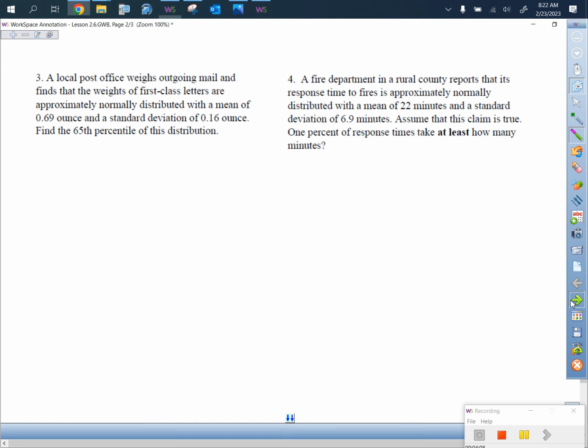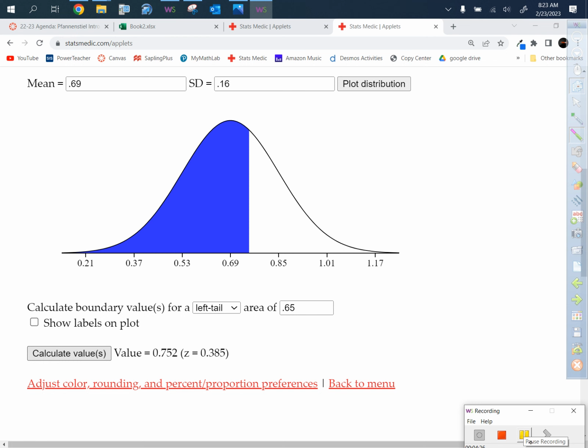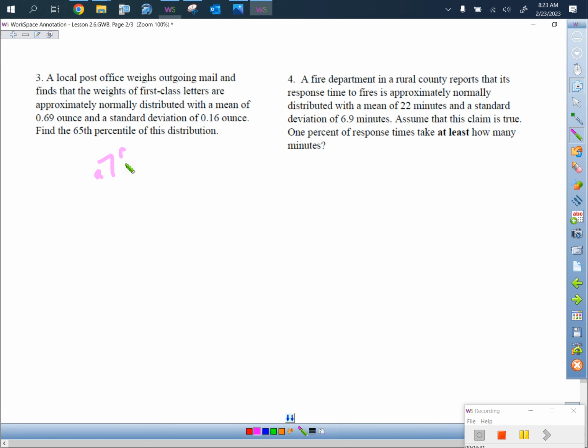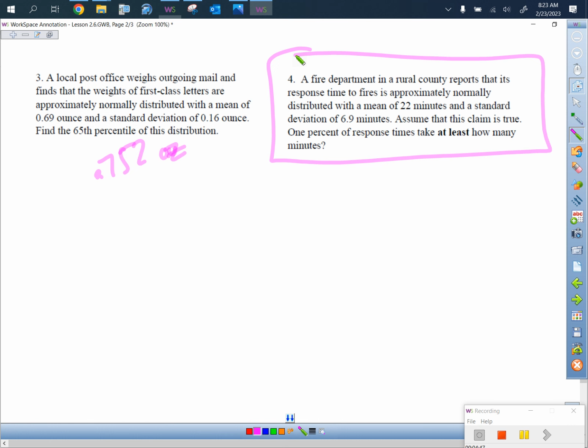Local post office weighs outgoing mail and finds that first-class letters are approximately normal with a mean of 0.69 ounces and a standard deviation of 0.16. Find the 65th percentile. Why don't you pause the video and get that done through the applet. So with all that data in there, 0.69 and 0.16, finding the 65th percentile, we got 0.752 on that dude. 0.752 ounces. Then see what's different about number 4. Read that guy. See what's a little bit different about him.